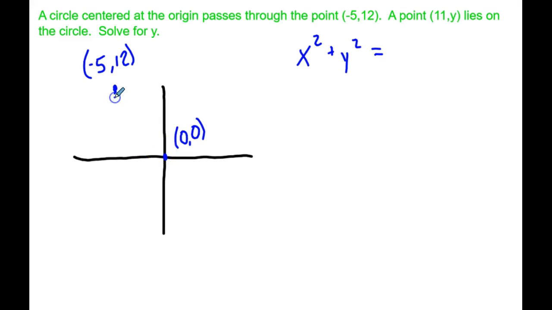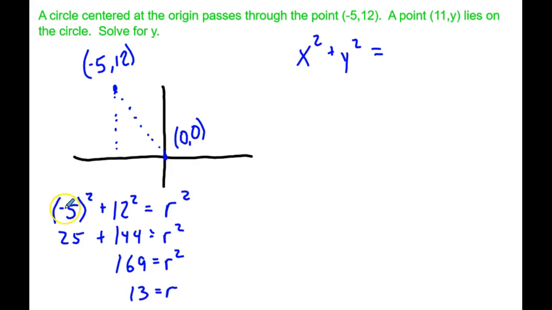So essentially, we can think of this as a right triangle. We have our x distance and our y distance. So if we use the Pythagorean theorem, we can find the distance between these 2 points. So we're taking -5 squared plus 12 squared equal to r squared. Normally, if we're using the Pythagorean theorem talking about a distance, we're only going to use the absolute value, so we would use 5 instead of -5, but since we're squaring this quantity, it does not matter.